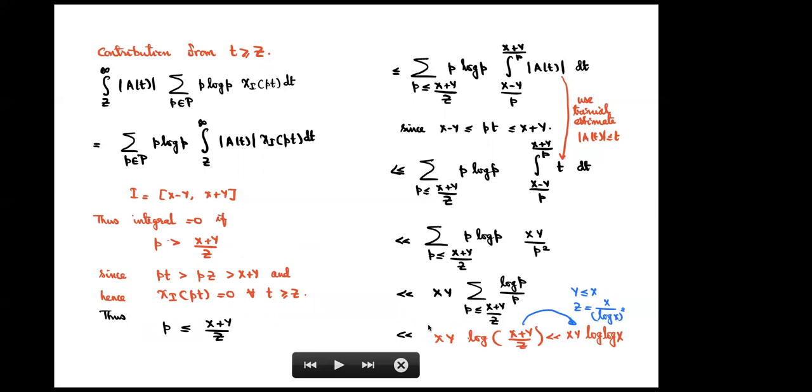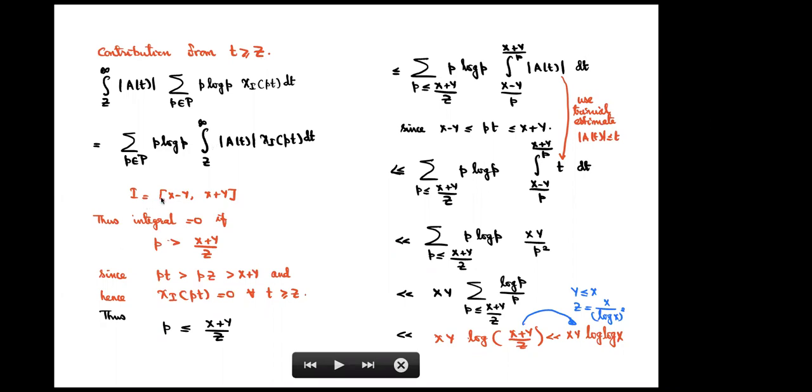Okay, so the contribution from t greater than or equal to z. So it's the sum of p log p times the integral of chi pt dt. You interchange the sum and the integral here, and you get the sum of p log p times the integral from z to infinity of chi I pt. So this is the contribution from t greater than or equal to z.